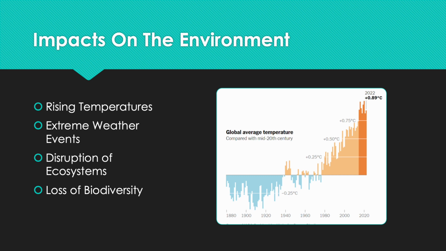You can also see the graph on the right side of the presentation. This graph shows the global temperature since 1880 as compared to the average global temperature for the mid-20th century. As you can see, the average global temperature is steadily increasing.